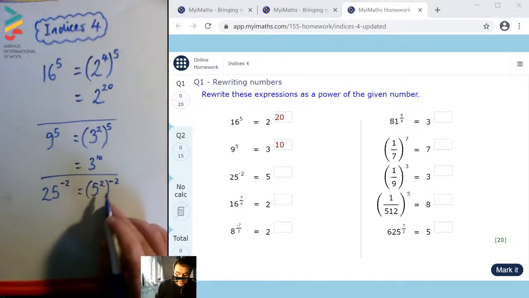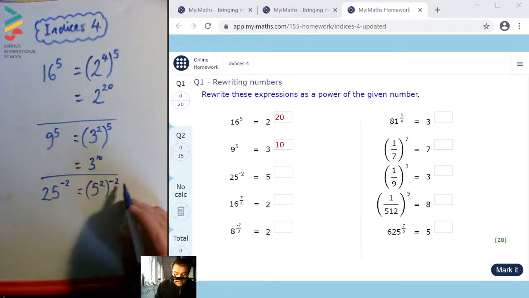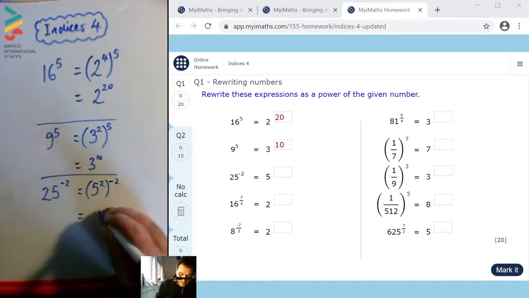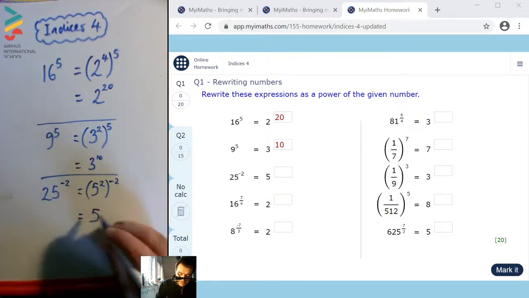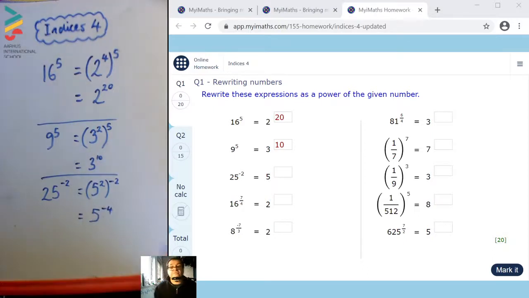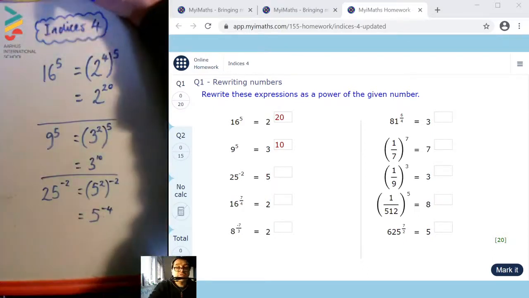So we've got 5 squared to the power of minus 2, and once again we've got a power raised to another power, and the rule is multiply the powers. So that's 5 to the 2 times minus 2 makes minus 4. 5 to the power of minus 4. So I'll just fill that one in.